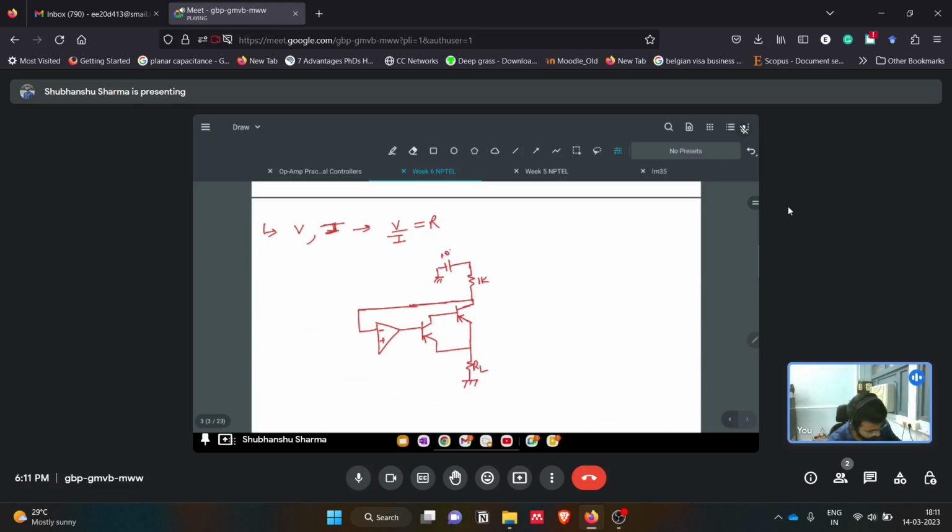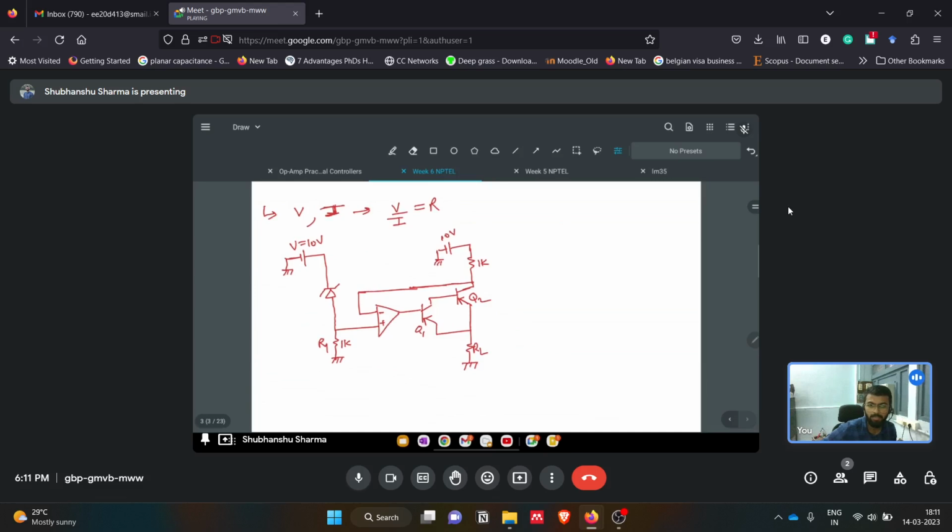A 10 volt supply is given, and at the input side we have a 1k resistor R1, then we have a Zener diode. Then we have a voltage of 10 volt here also. So we made the circuit. If you see the circuit, we have some components: one op-amp, one Zener diode, two transistors, some batteries, and some resistors.